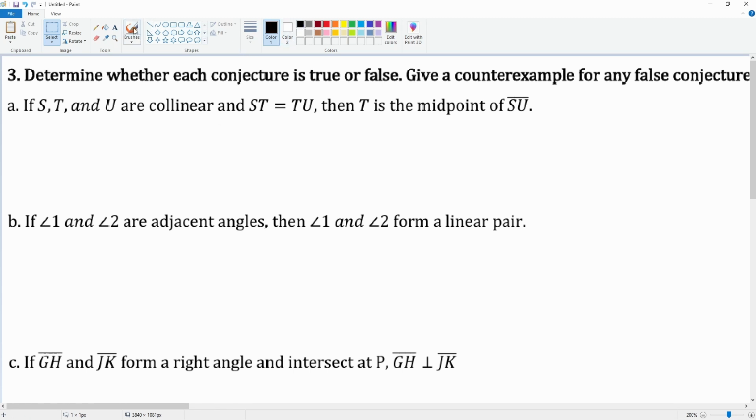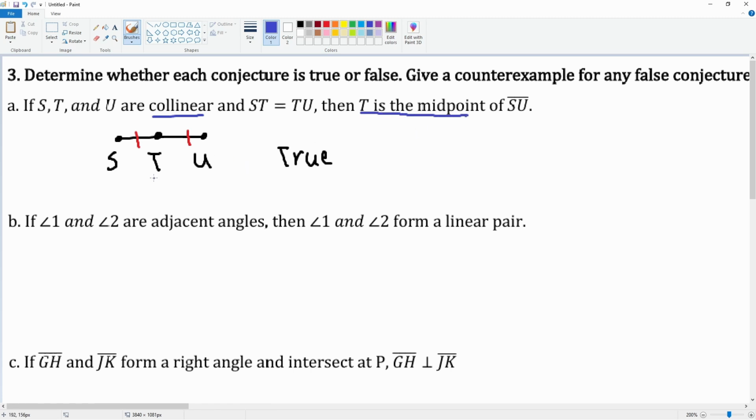So let's draw it. This would be S, T, U, with S and T, and T in the middle of SU. So this is true. The two criteria are that they all have to be collinear, and you have to know that T is the midpoint. That's what makes it true.